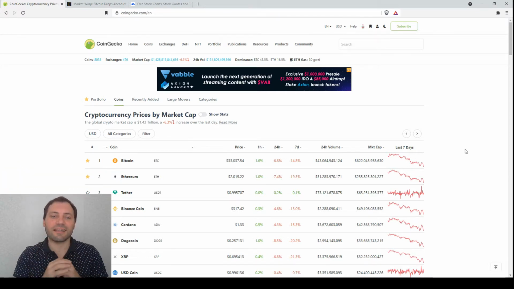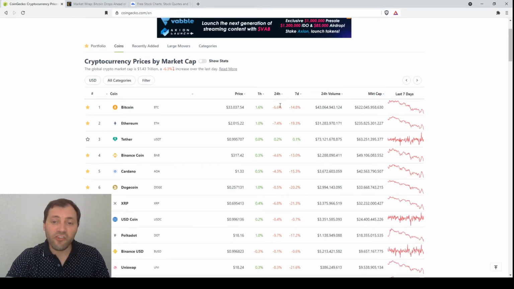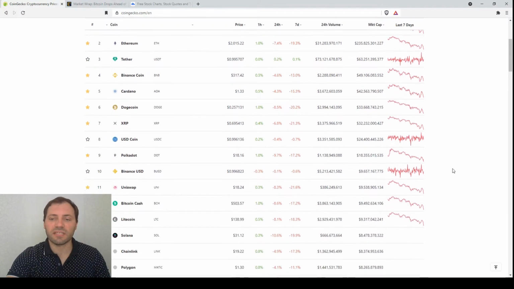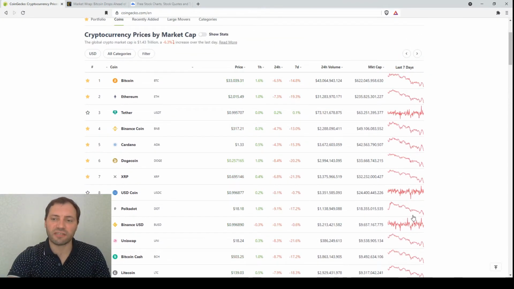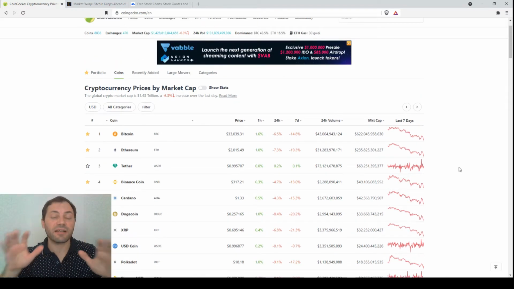So let's start. Let's have a look at the prices of the major cryptocurrencies according to the site of CoinGecko. And as we see, the correction or the pressure on the market continues for the last 24 hours. Most of the major cryptocurrencies have recorded decent price declines, so all price charts are in the red. And we see that this pressure continues.